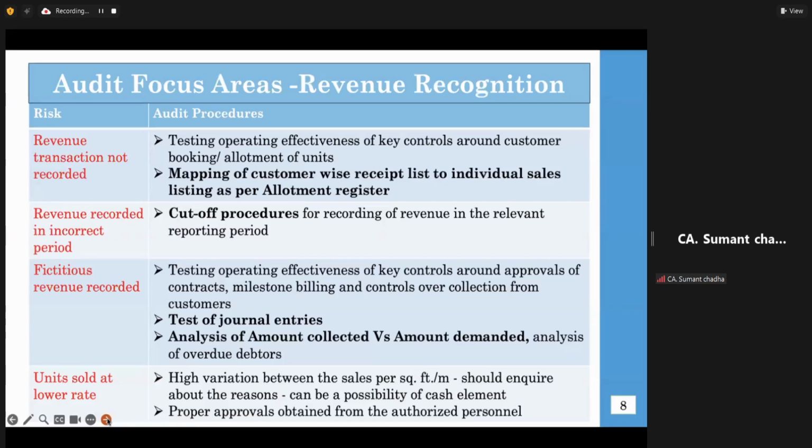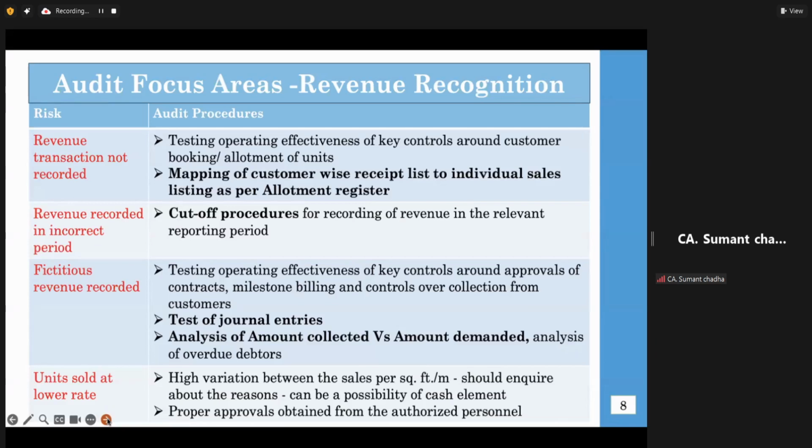Connected to that is the cutoff procedures. Because when do I recognize the revenue? When I actually sign, whether I get the check, whether I get the part check, and the formalities are pending. Now, a lot of KYCs are required. If a registry is there, the registry may be getting delayed. There can be multiple buyers. There could be other considerations.